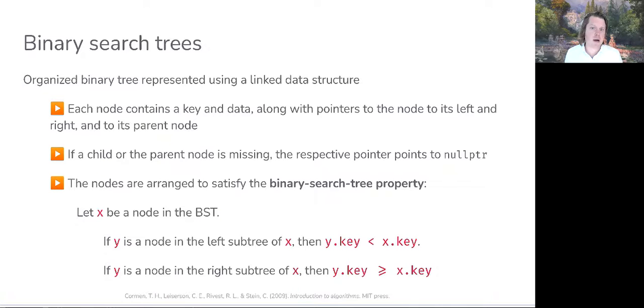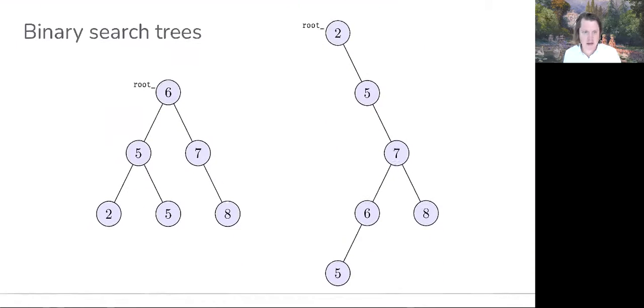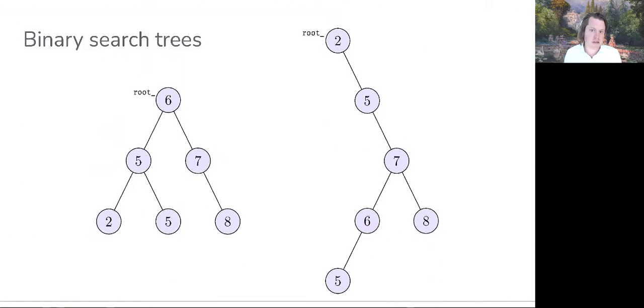If X is a node in a BST, binary search tree, if Y is a node in the left subtree of X, then Y's key is going to be less than X's key. If Y is a node in the right subtree of X, by this property, Y's key is going to be greater than or equal to that of X's. So here were a couple of examples of binary search trees that I showed in the previous lesson.